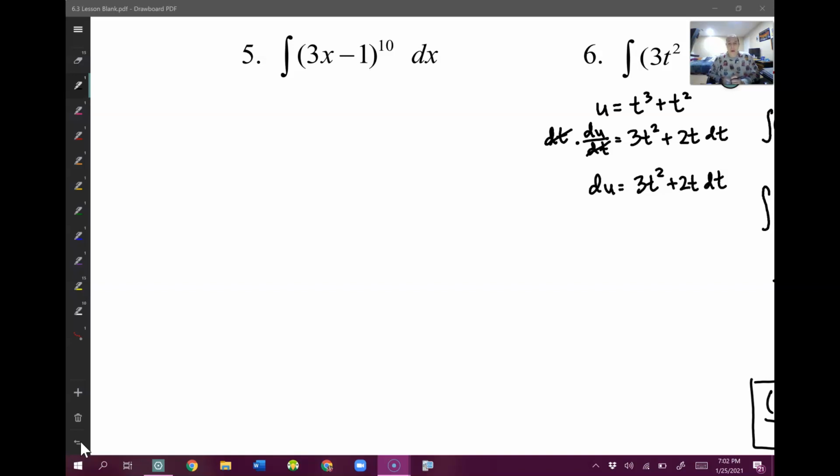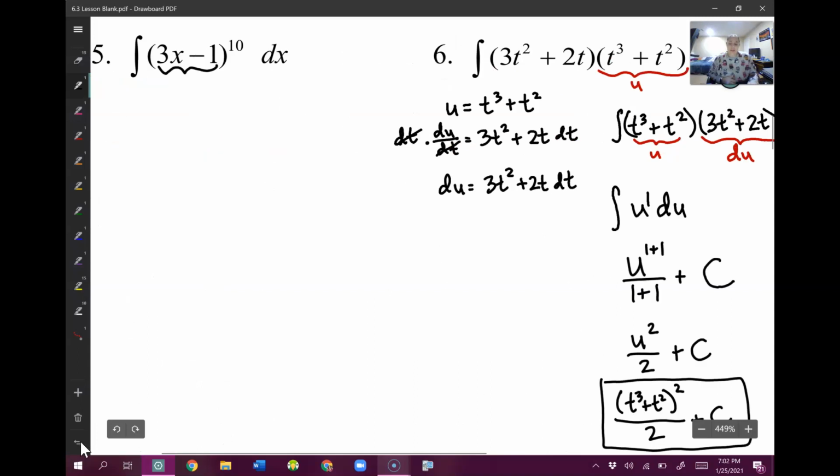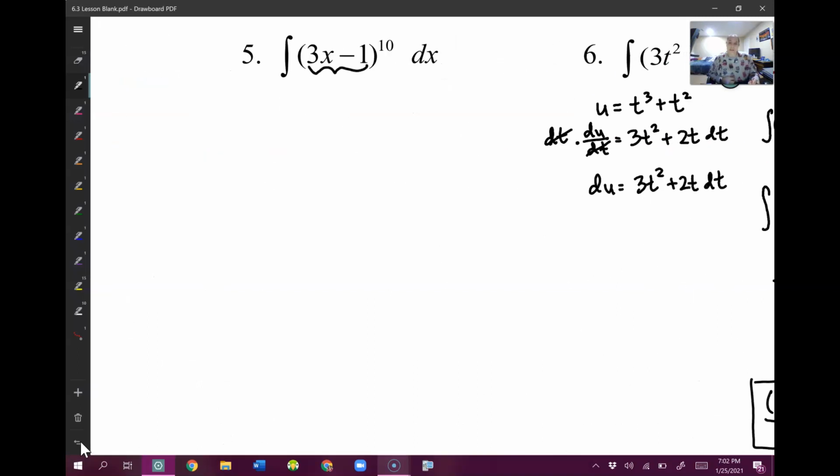Now, one of the trickiest parts of u substitution is trying to decide what your u should be. Should my u be 3x minus 1? Should it be to the 10th? Should it be lots of different things? 90% of the time, your u should be whatever is in the middle, kind of going back to that chain rule thing. So our u needs to be whatever is inside something. So this one is inside to the 10th power, inside the parentheses. In number 7, this would be our u, because it's inside the root. 90% of the time that works. Your u should be whatever is inside other things.